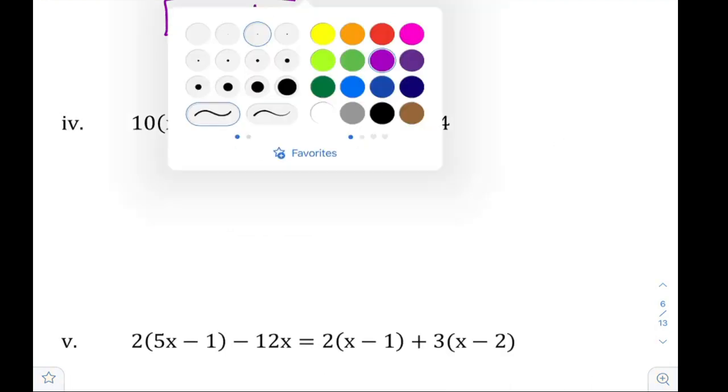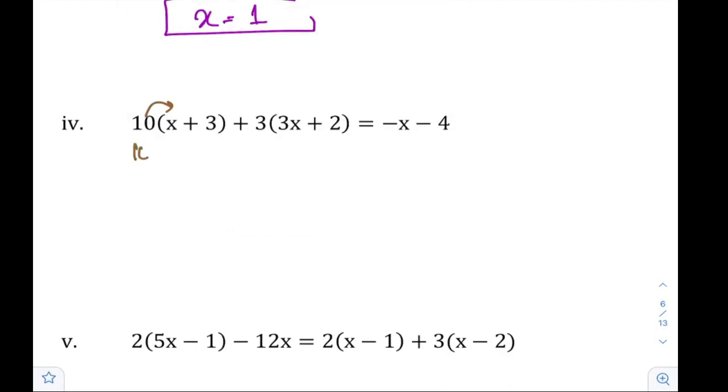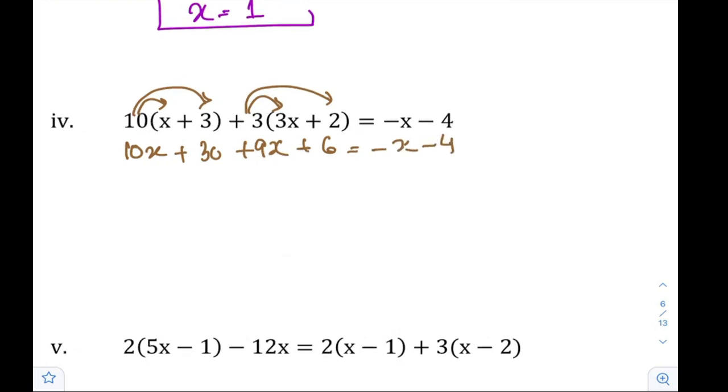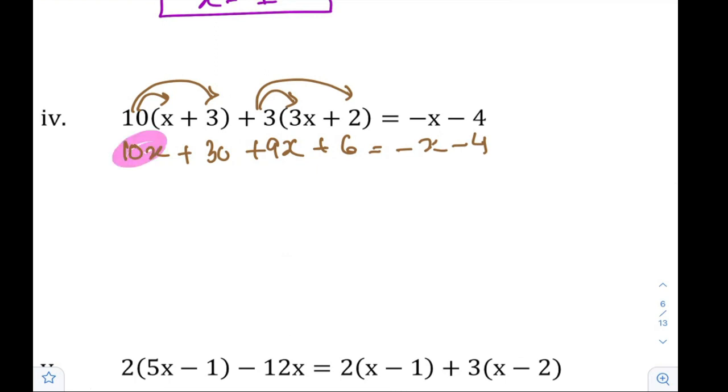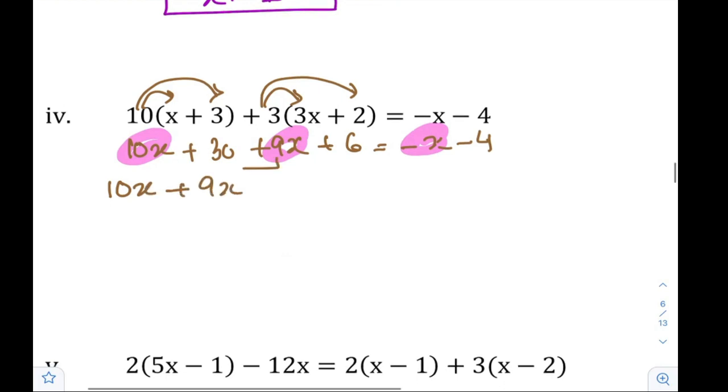I will do the same thing. 10 times 3 is 30. 3 times 3x is 9x. 3 times 2 is 6. As usual, combine like terms. We have here 10x, 9x, negative x. I'll bring them all on one side. If you bring the 9 here, you are not changing from side to side. Don't change the sign. You are still in the same side. Bring the minus x, it will be plus x, equals to.